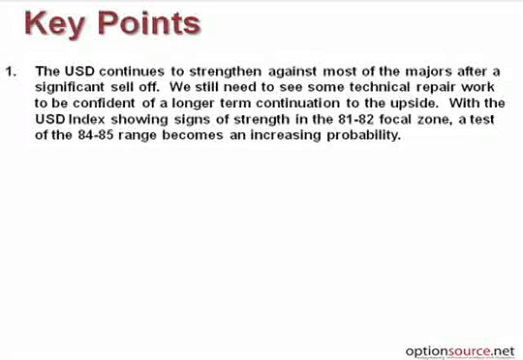Okay, let's take a look at a few of our key points. First of all, the US dollar continues to strengthen against most of the major currencies after a significant sell-off. We do still need to see some technical repair work to be confident of a longer-term continuation to the upside. However, with the US dollar index showing signs of strength in the 81 to 82 focal zone, a test of the 84-85 range becomes an increasing probability.